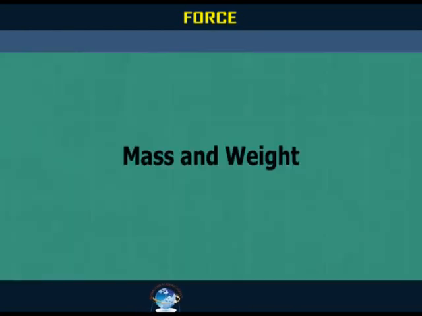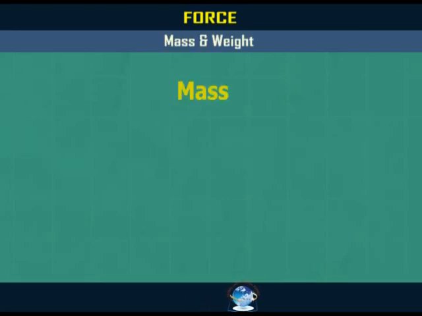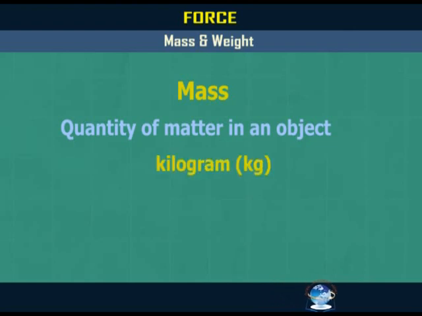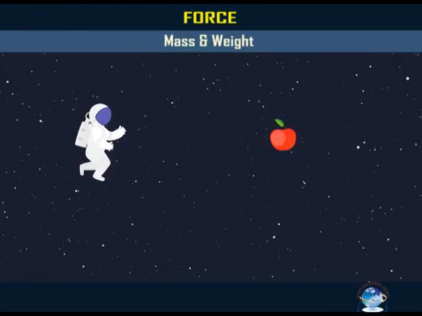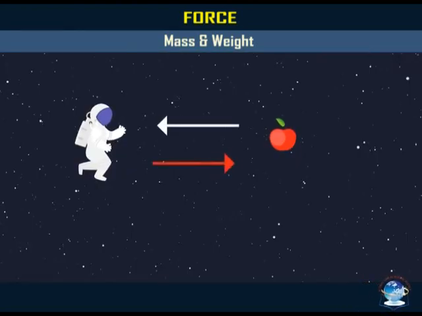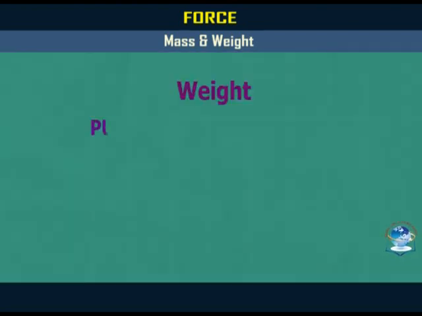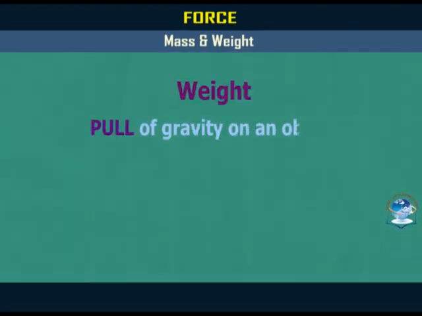Now, let's look at two quantities, mass and weight. We have already defined mass as the quantity of matter in an object and that it is measured in kilograms. We've also said that any two objects that have mass experience a force or a pull of gravity. Weight is that pull of gravity on an object.